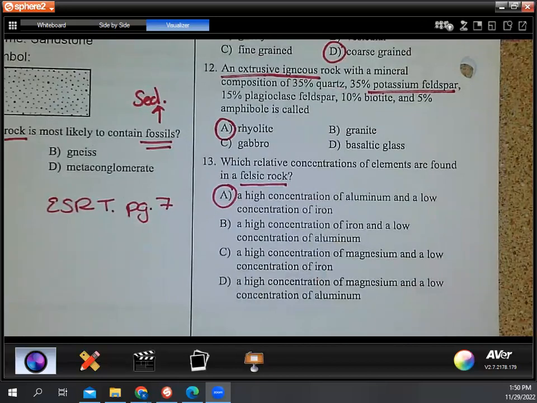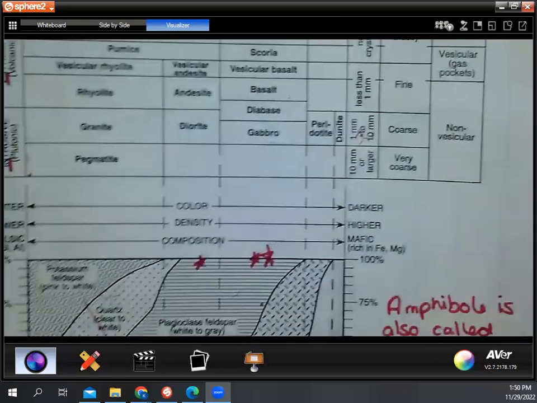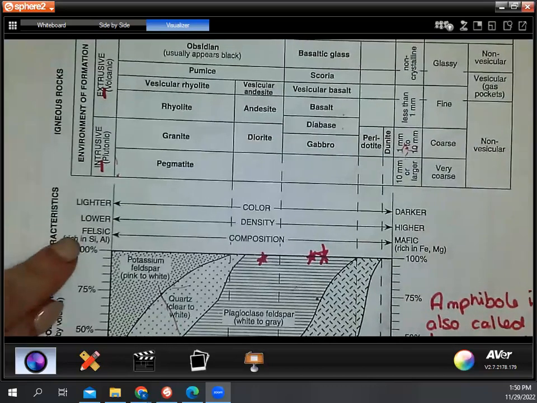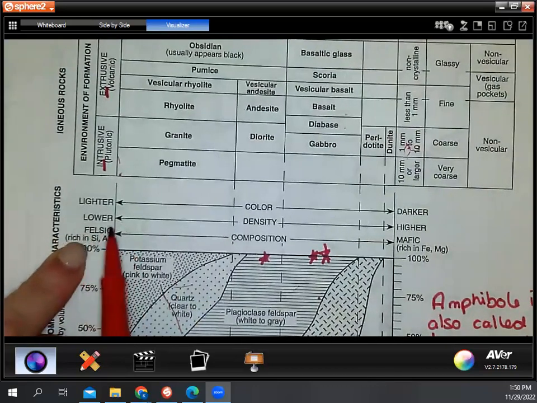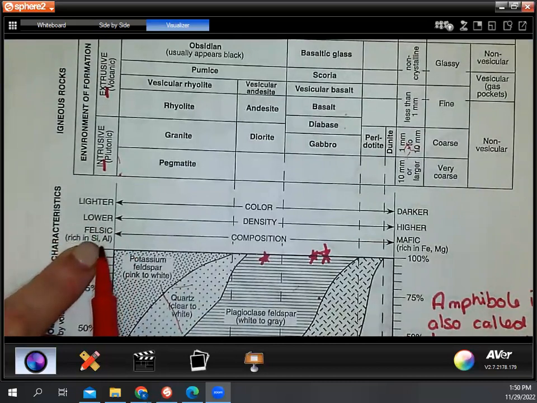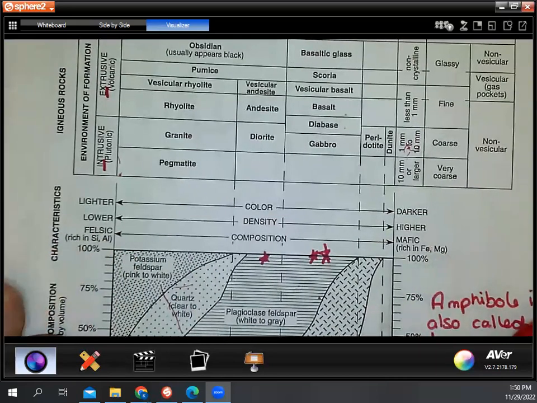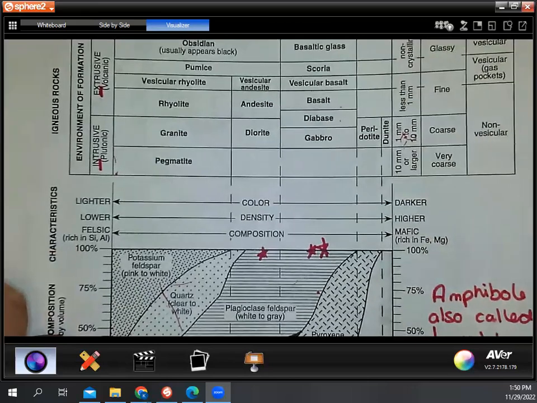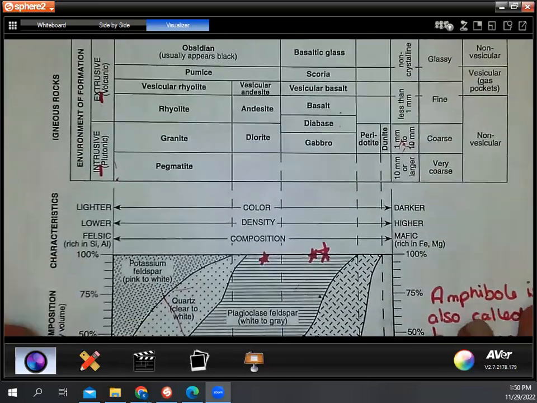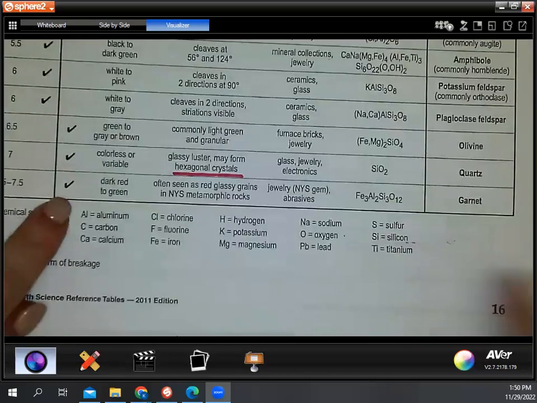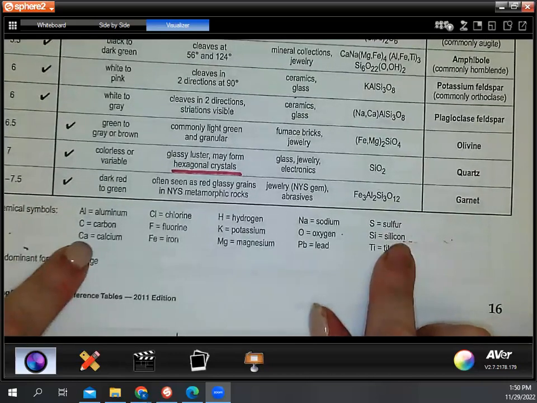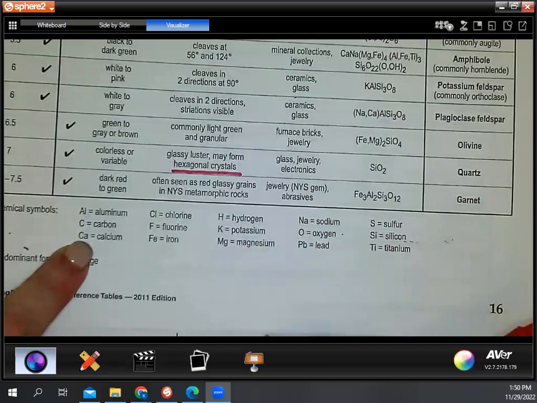Question 13. Which relative concentration of elements are found in felsic rocks? Back to my Earth Science reference table, page 6. They talk about felsic rocks here on my igneous rock chart. They tell me that they're rich in Si and Al, and that they don't have a lot of Fe and Mg. If I don't remember what those periodic symbols represent, on page 16, they show me. Si means silicone. Mg means magnesium.